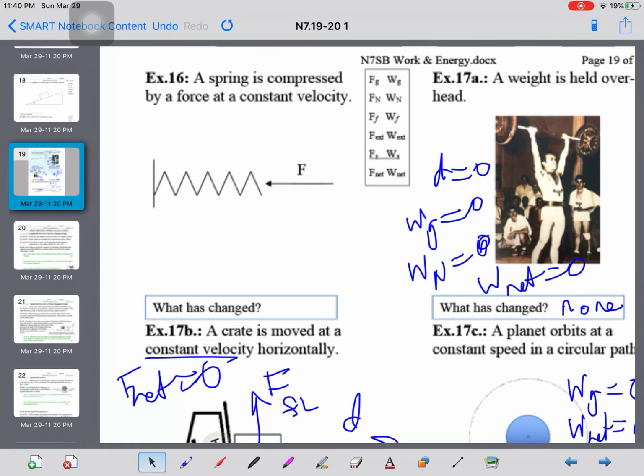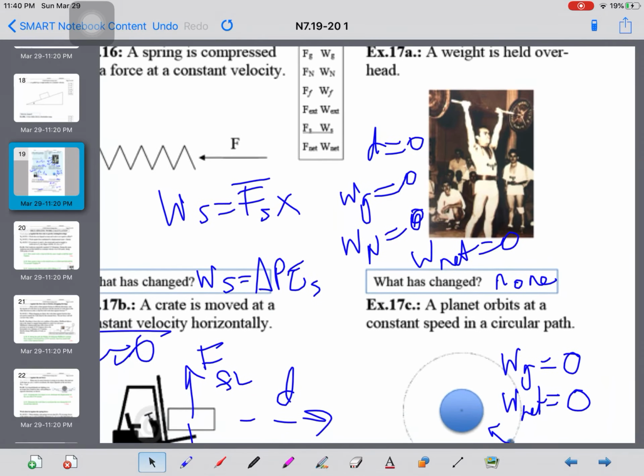So if you notice here, there is going to be some work done on the spring. It's going to be that average force of the spring times that compression. And what has changed? A few things will change, but the simplest thing is there's going to be WS, which means there's going to be a change in the PES. So you see here, when there's work actually done, the energy changes.